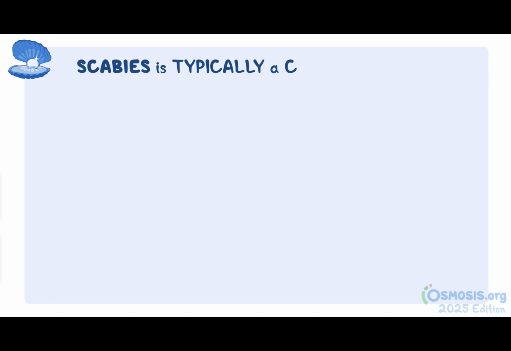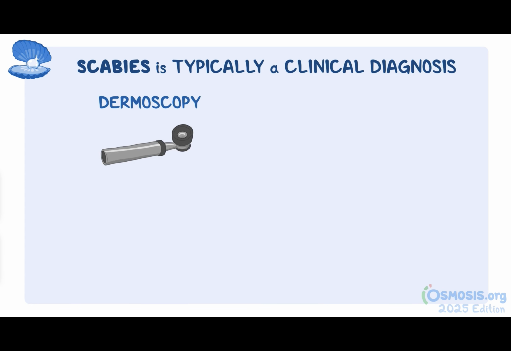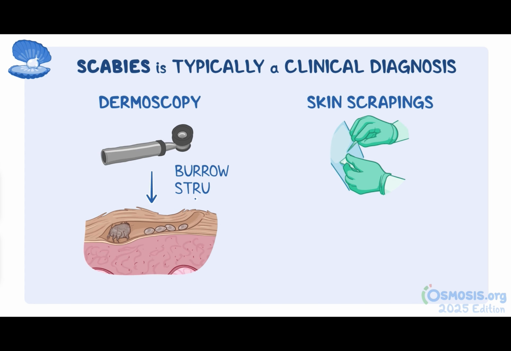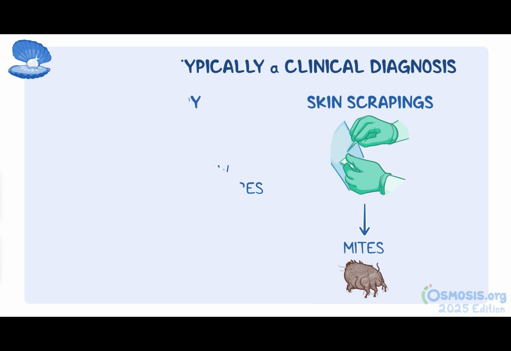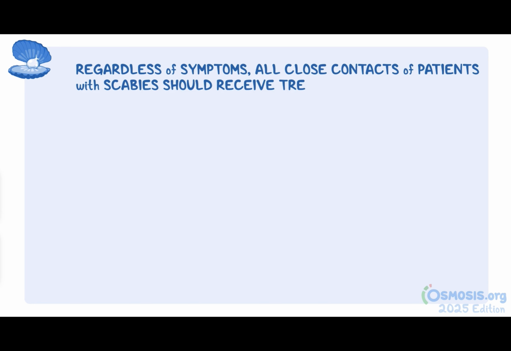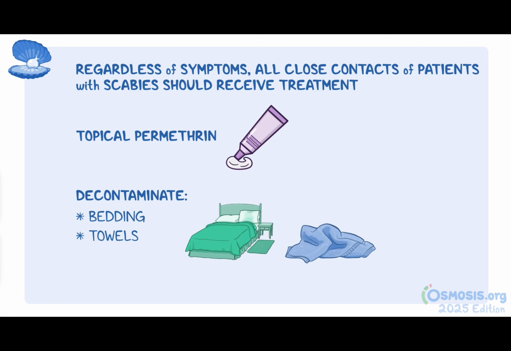Scabies is typically a clinical diagnosis, but if you're unsure, you can perform dermoscopy or obtain skin scrapings. Dermoscopy will reveal burrow structures, and on skin scrapings, you can visualize mites. And here's another clinical pearl. Regardless of symptoms, all close contacts of patients with scabies should receive treatment with topical permethrin. Moreover, patients and contacts should decontaminate bedding, towels, and clothing when receiving treatment to prevent reinfection.